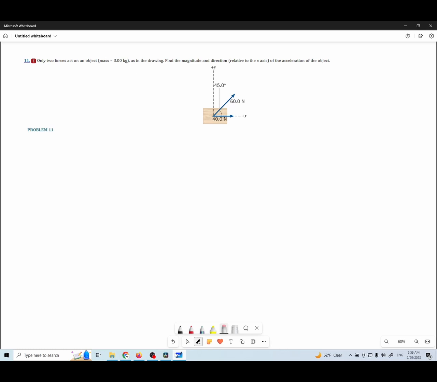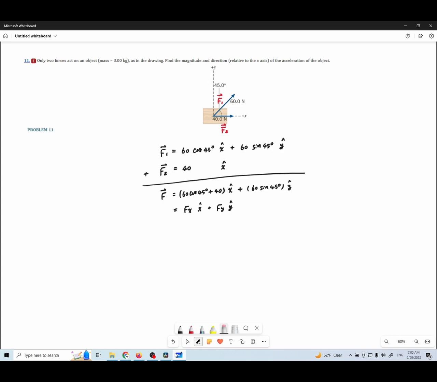In problem number 11, we first need to find the vector sum of the two forces. To do this, we'll write each force in its component form and then add them together. The result will be a net force in its component form. Since F equals ma, the acceleration can be obtained simply by dividing the net force by the mass.